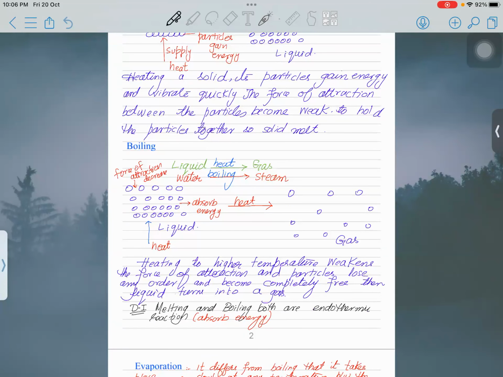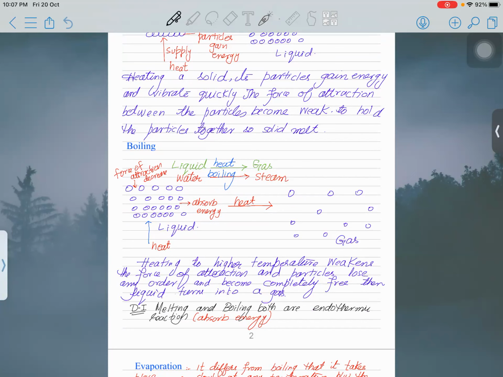For boiling, it happens when a liquid changes into a gaseous state. It's the same thing: when you provide more energy to the liquid particles, they also lose force of attraction as they gain energy, and so they change from liquid to gas.